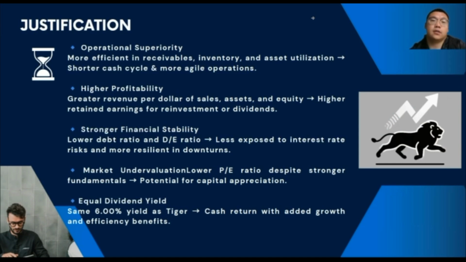Third, Lion is financially more stable. With lower debt and debt-to-equity ratios, it faces less risk from interest rate changes and is more resilient in economic downturns. Fourth, Lion appears to be undervalued by the market. Its PE ratio is lower than Tiger's, despite stronger performance. This suggests potential for stock price growth in the future.